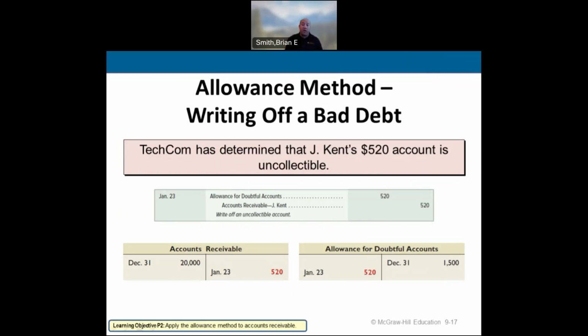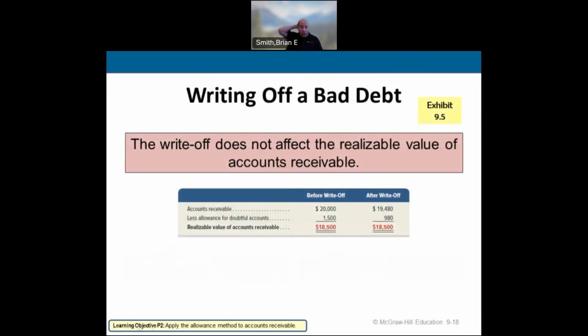Now, what does that do to the balance sheet? Oh, sorry, it took me a second. I'm like, what the heck?